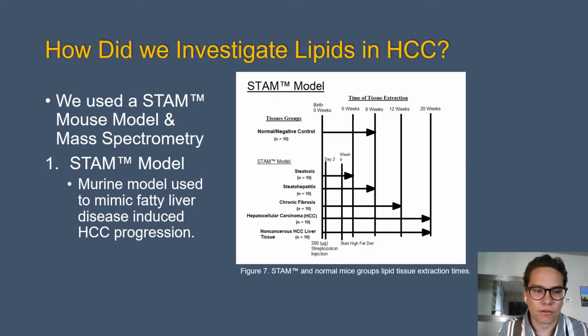Well, we used a STAM model. From the STAM model, as you can see from the figure, we have 5 different stages to replicate the fatty liver disease-induced hepatocellular carcinoma. So we have steatosis, steatohepatitis, chronic fibrosis, HCC, and we also looked at the non-cancerous tissues of an HCC liver, which is helpful in identifying, can we use lipids to identify the cancer in a liver that is the cancerous liver? So can we identify the tumor?